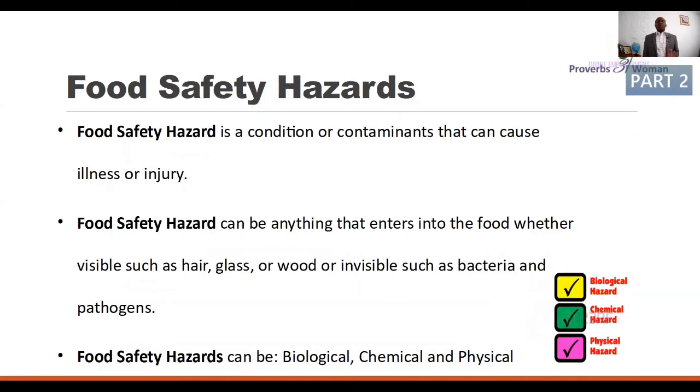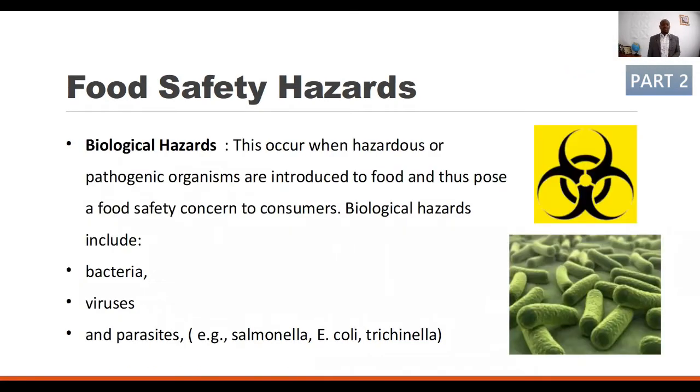Okay. Now, the food safety hazard, remember, it is a condition or contaminant that can cause illness or injuries. So food safety hazard can be anything that enters into the food, whether visible such as hair, glass, wood, or invisible such as bacteria. So we're going to cover all these 3 food safety hazards. So biological hazard, chemical hazard, and physical hazard. Okay, so we're going to cover all these later on.